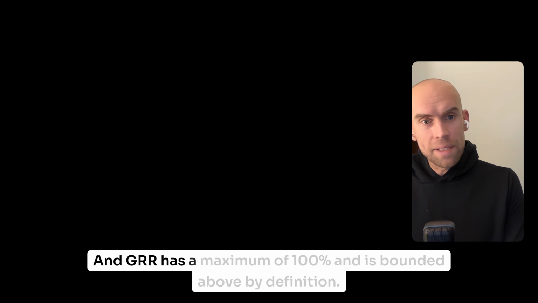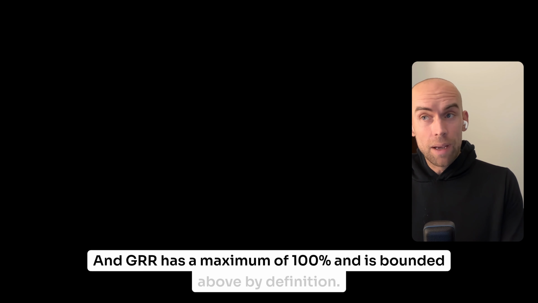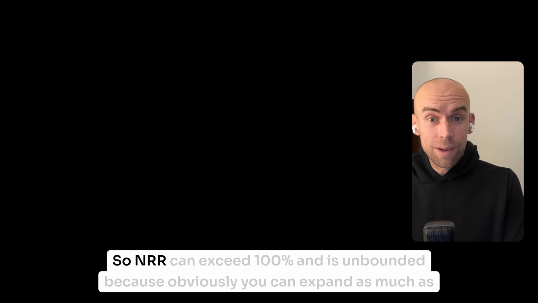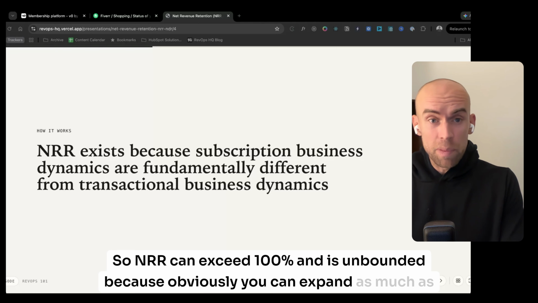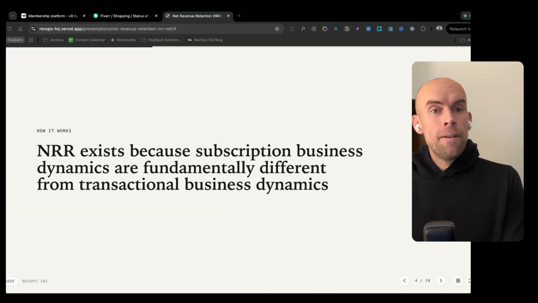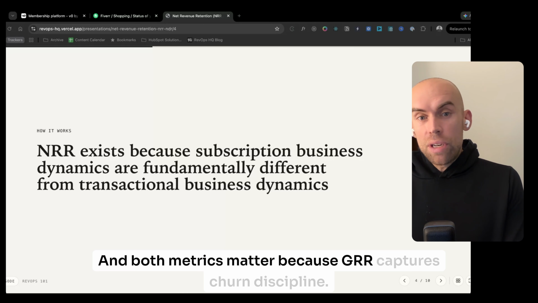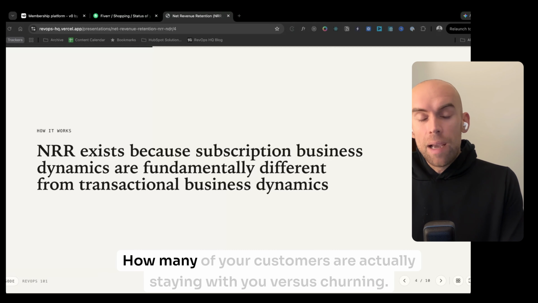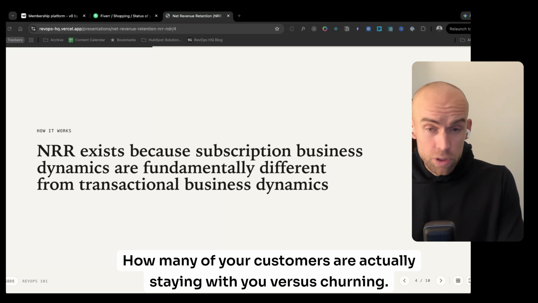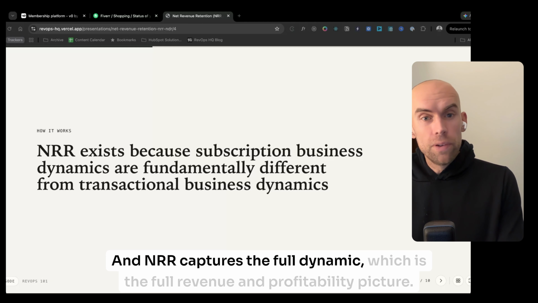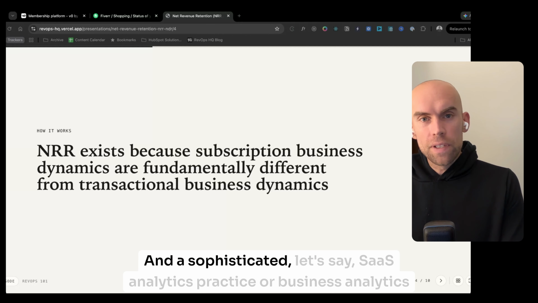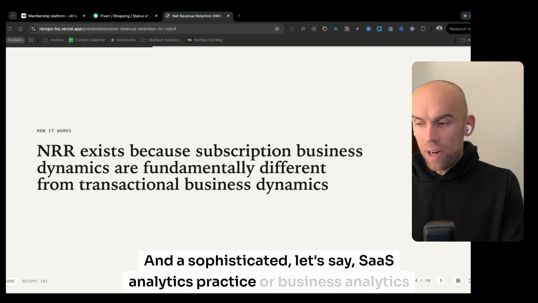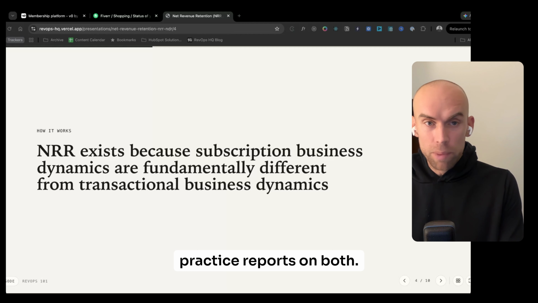And GRR has a maximum of 100% and is bounded above by definition. NRR can exceed 100% and is unbounded because obviously you can expand as much as you want. Both metrics matter because GRR captures churn discipline. How many of your customers are actually staying with you versus churning? And NRR captures the full dynamic, which is the full revenue and profitability picture. A sophisticated SaaS analytics practice or business analytics practice reports on both.